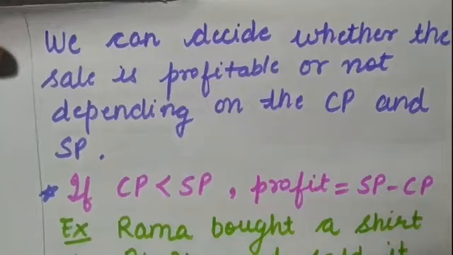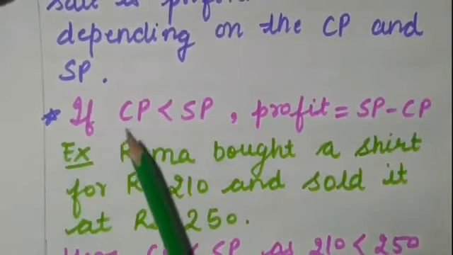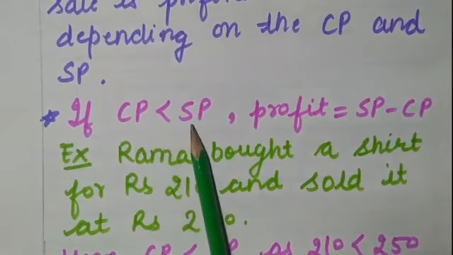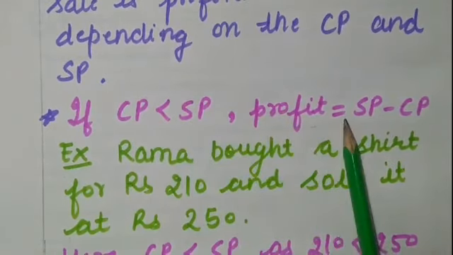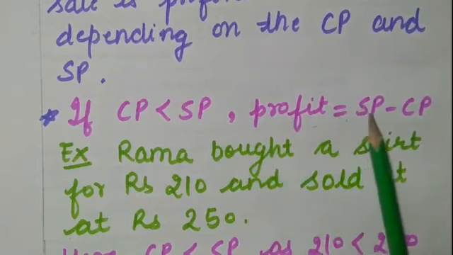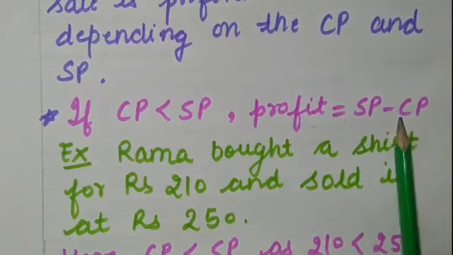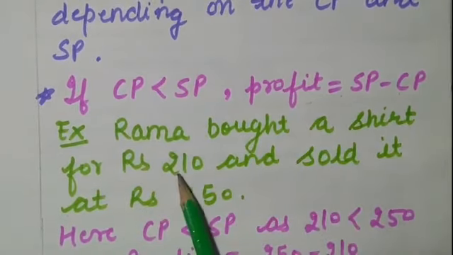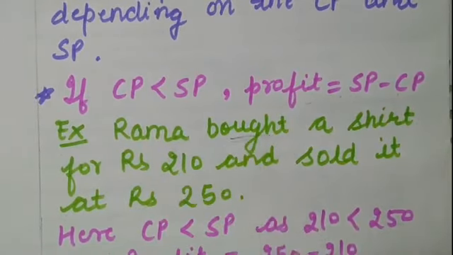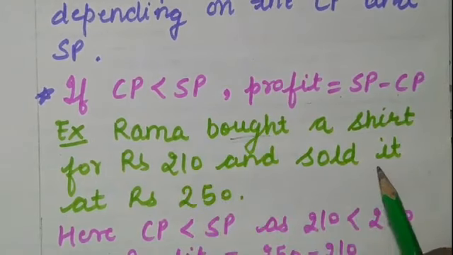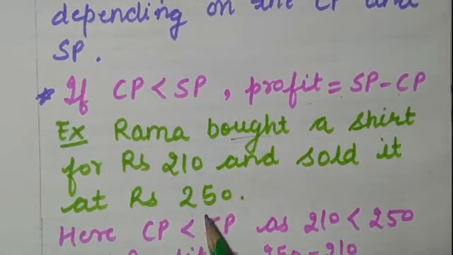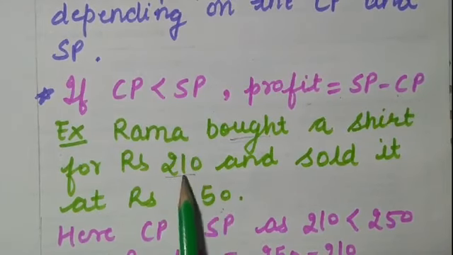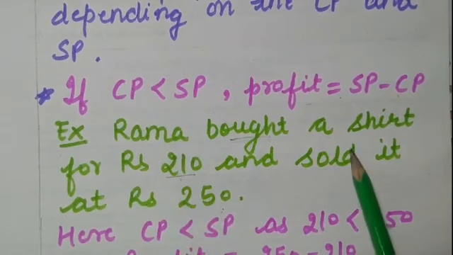For that, the first case we have is if CP is less than SP. If cost price is less than selling price, then we have a profit, and that profit is given by SP minus CP. For that, let us take an example. Rama bought a shirt for rupees 210. Bought means this is the cost price, and sold it at rupees 250. It means this is the selling price. So this is the cost price, the price at which it was purchased.